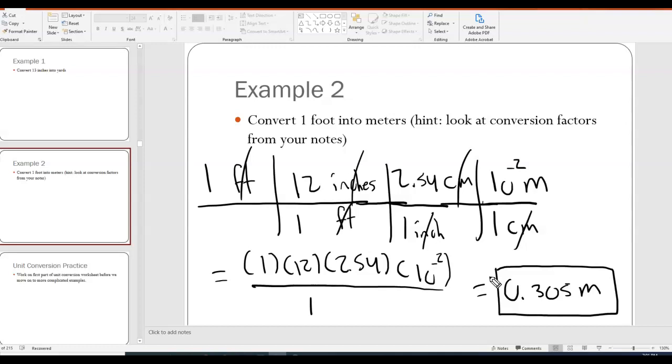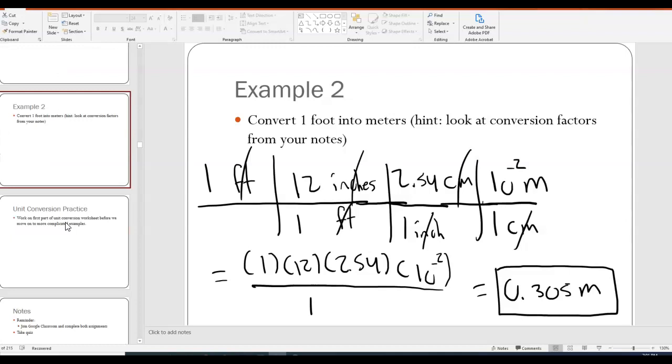We've now covered what I would consider basic unit conversions. You should now be able to do the first 3 sections on your unit conversion practice assignment. In the next video, we're going to cover what I call more complicated unit conversion problems.